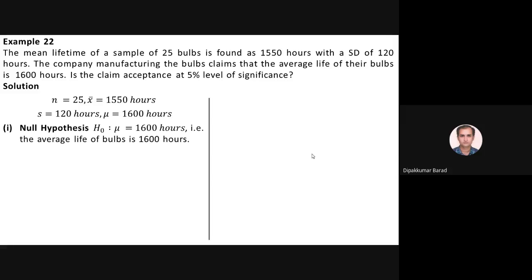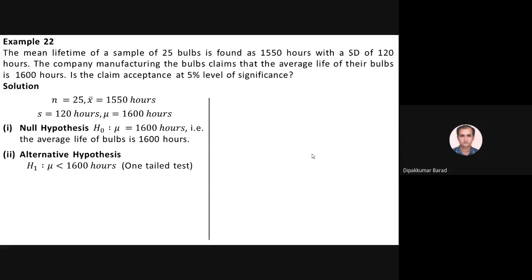So mu is equal to 1600 hours. That is first our null hypothesis: the average life of a bulb is 1600 hours. The alternative hypothesis, if the life is greater than 1600 hours, then it is accepted. So the alternative hypothesis is a complement of the null hypothesis.